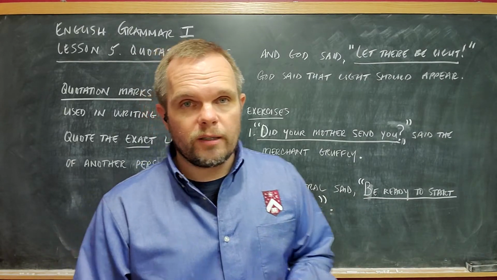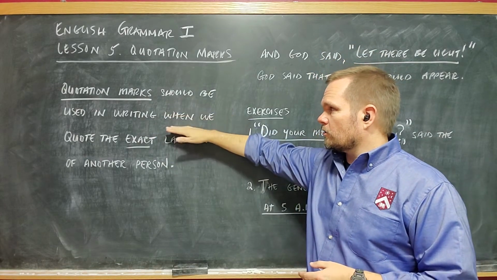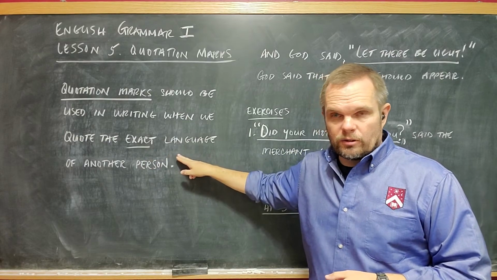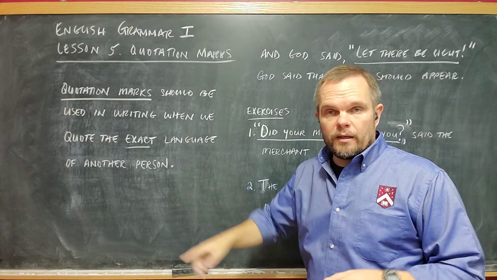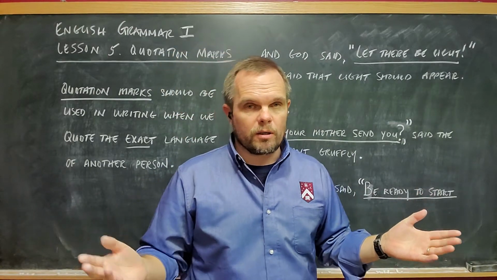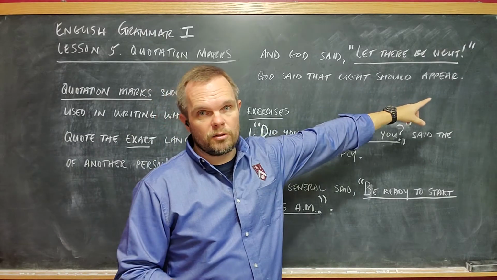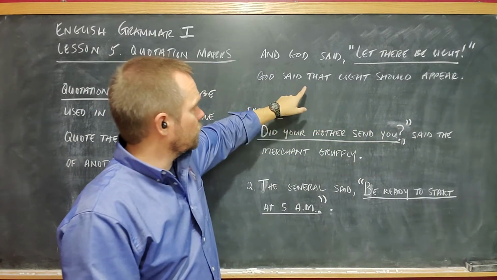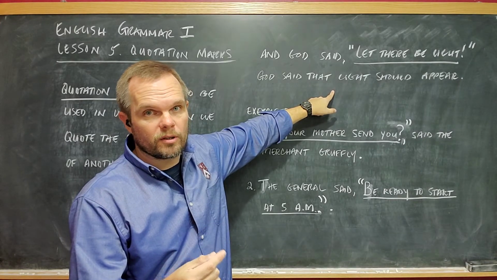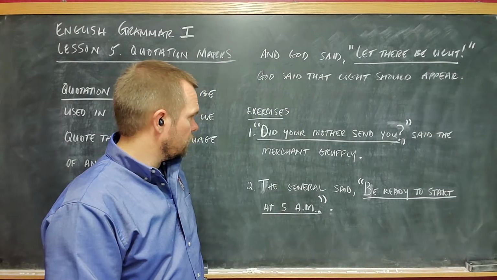But for your lesson here, all you have to understand is that quotation marks should be used in writing when we quote the exact language of another person. If you're not quoting the exact language, you don't need to use quotation marks. And we saw an example here. God said that light should appear. Often the word "that" is used to show that the words are not the exact language of the person. All right?